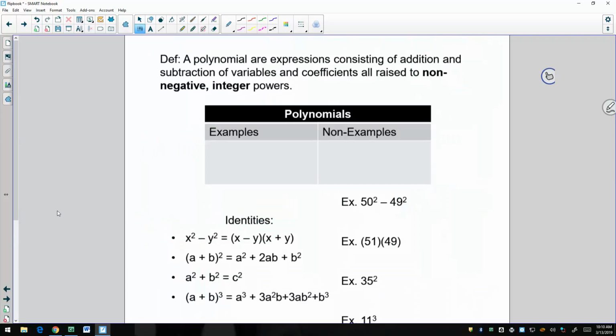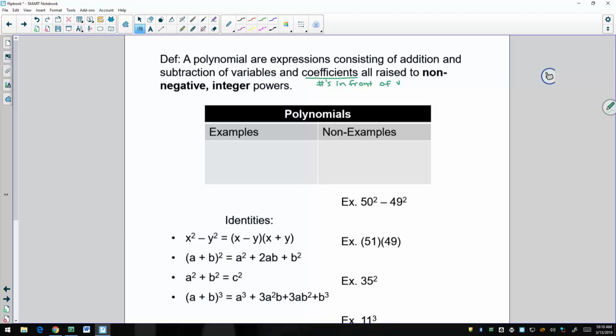Okay, so the next lesson is all about what polynomials are, how to identify them, and then how to work with special identities. So if you follow along with reading what the definition of a polynomial is, a polynomial is an expression that consists of addition or subtraction between the variables. And you can have any variables, most likely they're x and y, but they could be any variable, any letter. And coefficients. Coefficients, remember, if you forgot what coefficients are, they are the numbers in front of the variables.